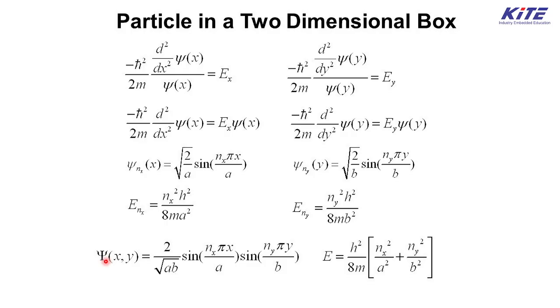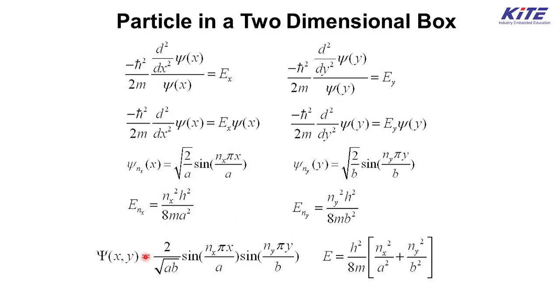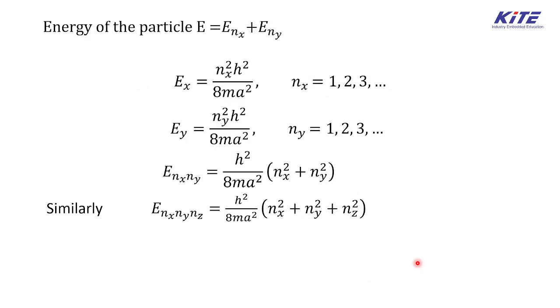So the wave function psi of x comma y is equal to, we have to combine both the x and y axes, 2 divided by root of ab, sine of nx pi x divided by a times sine of ny pi y divided by b. The same energy level E nx ny is equal to h squared divided by 8m, nx squared divided by a squared plus ny squared divided by b squared. And the energy of the particle E is equal to Enx plus Eny.